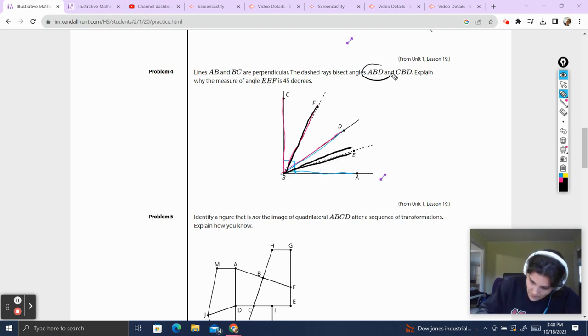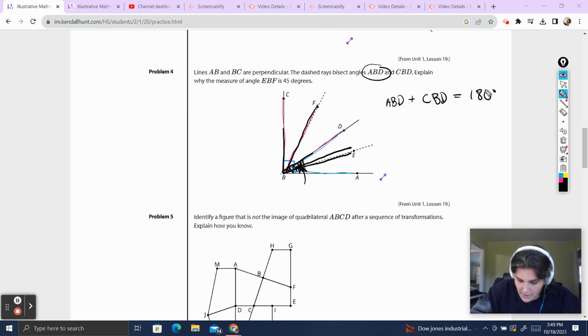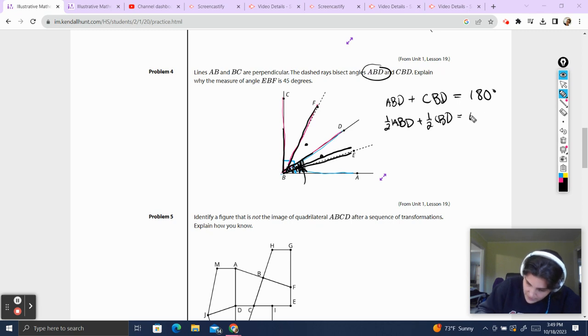Well, I know that the measure of angle ABD, so ABD is this guy right here, plus the measure of angle CBD, this guy right here, has to equal 180 degrees because it's a right angle. And I also know that this guy over here is 1/2 of ABD plus this guy over here, which is 1/2 of CBD, is equal to the angle that we're thinking about, which is EBF.